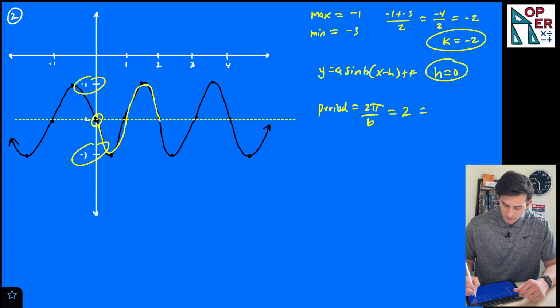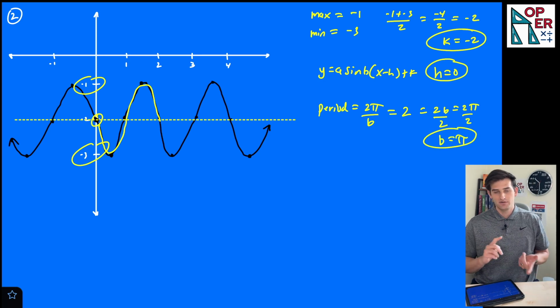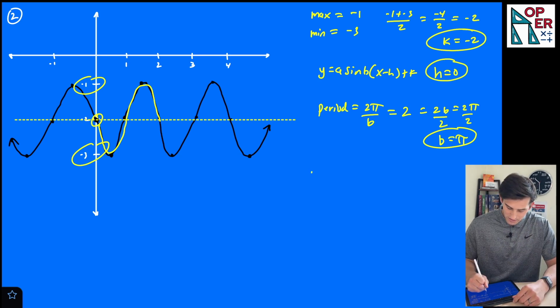So now if we cross multiply, we'd get 2b is equal to 2 pi. So we divide both sides by 2, and we get b is equal to pi. So now we know h, we know k, we know b. Let's find our amplitude, which would be a.